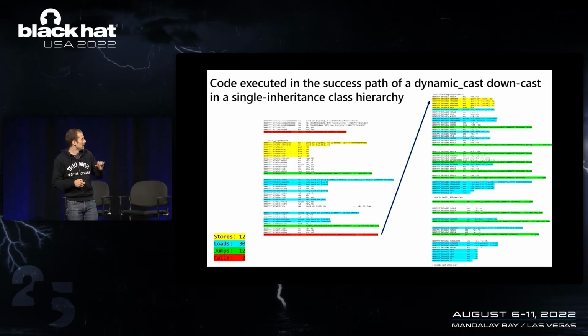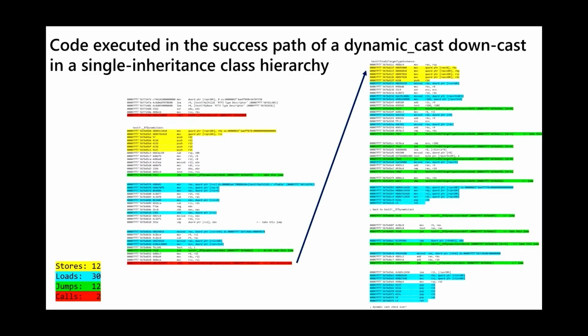And just as an example, there's a lot of assembly here. Obviously, we can't actually read this assembly. It's way too small. But I did a test to see what actually gets executed when you do a dynamic cast on a very simple, single inheritance class hierarchy. You have 12 stores, 30 loads, 12 jumps, and 2 calls that end up being made. And that's in the happy path where the cast is going to succeed. So this is a tremendous amount of code that ends up running. And it might be possible for us to do some work on the dynamic cast implementation and optimize some of it away, but you still end up with this dependency on RTTI that you can't get out of.